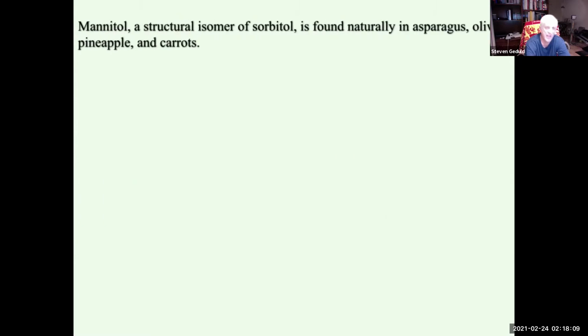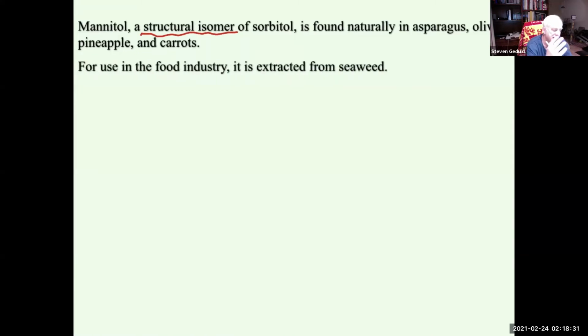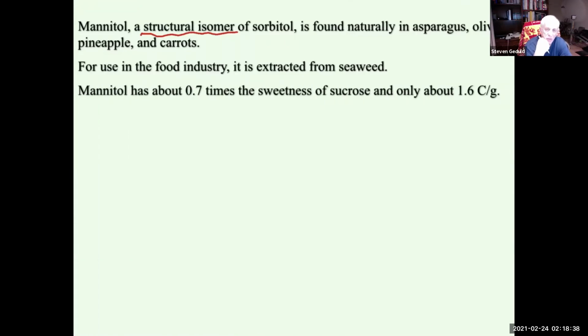Mannitol is a structural isomer of sorbitol. Remember what a structural isomer is? Same molecular formula, different structural formula. It's in asparagus, olives, pineapples, and carrots. For use in the food industry, it's extracted from seaweed. That's where you get mannitol from. It's got a little less sweetness than sorbitol, about 0.7 times the sweetness of sucrose, and only about 1.6 calories per gram.